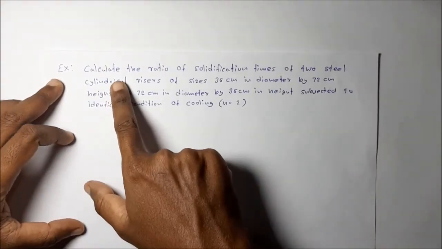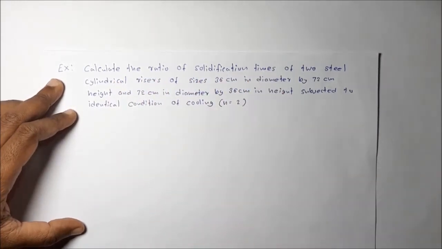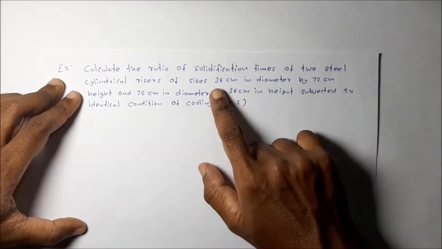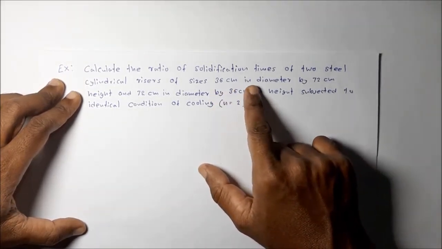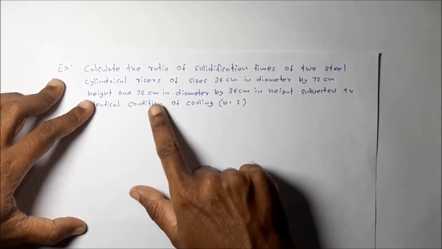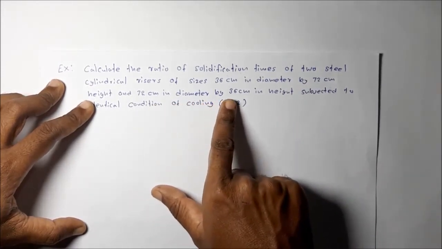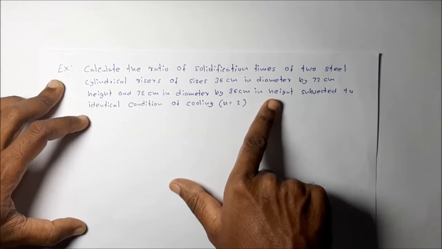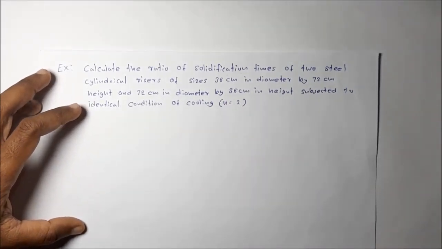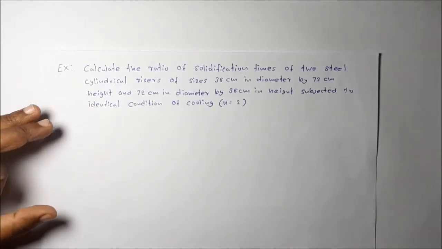Okay, in this problem, calculate the ratio of solidification time of two steel cylindrical risers of size 36 cm in diameter by 72 cm in height and 72 cm in diameter by 36 cm in height, subjected to an identical condition of cooling. Identical condition of cooling means it has the same mold constant.